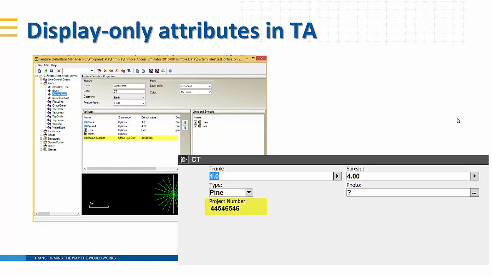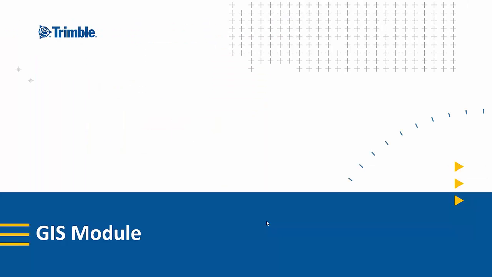If you're creating new attributes, you can set those attributes to be optional, required, or office use only. If you're setting an attribute to be an office use only attribute, then it will be displayed in Trimble Access, but you don't have the ability to edit that attribute in the field. Previously, if something was set to office use only, it would not even show up in Trimble Access.